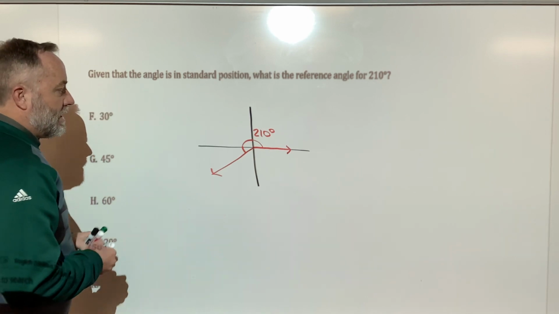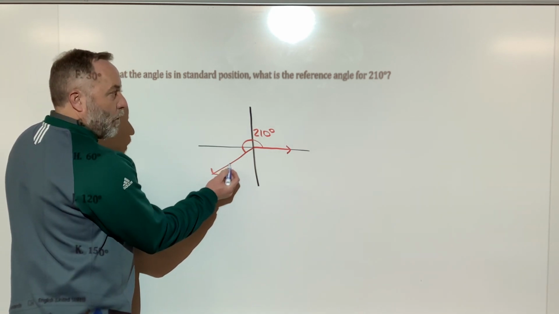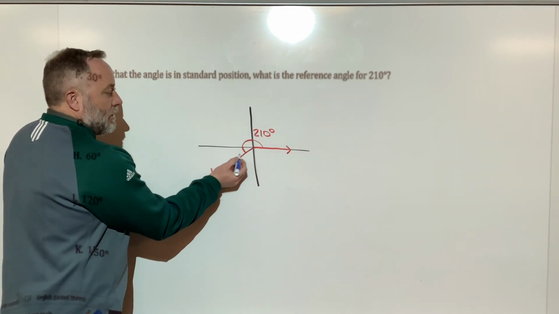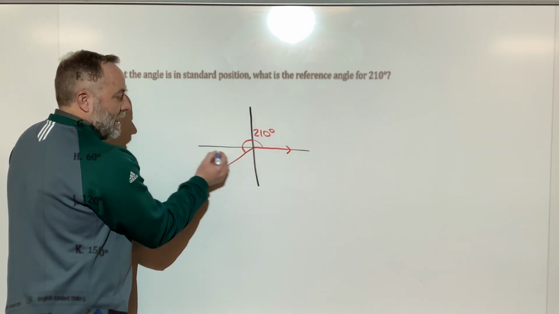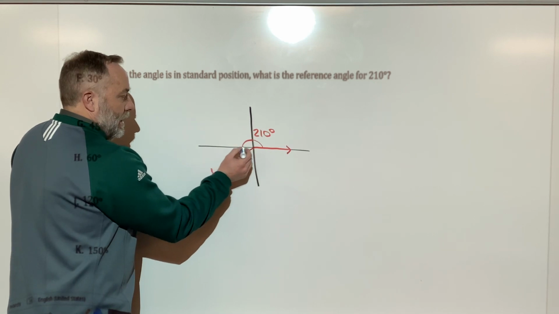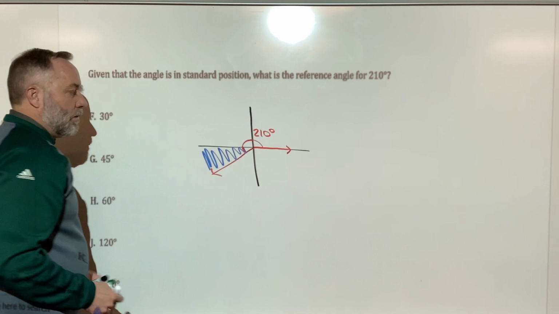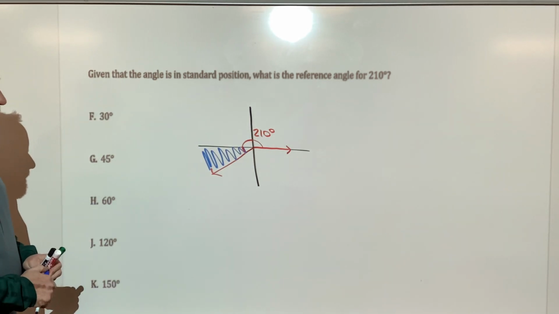So the reference angle is simply the angle formed to the nearest x-axis or nearest horizontal. So if we're right here, the nearest x-axis is this one, and so our reference angle is this piece right here. And so we're just asked, what is the reference angle?